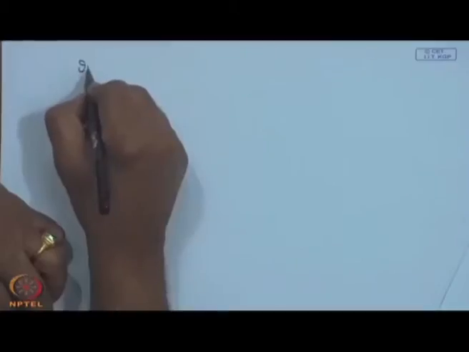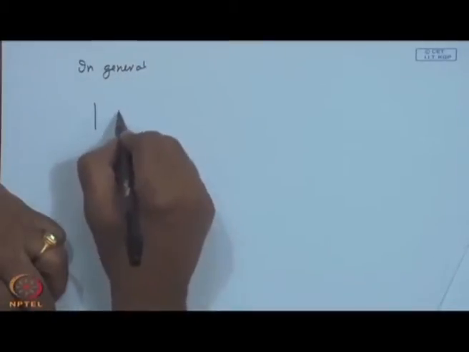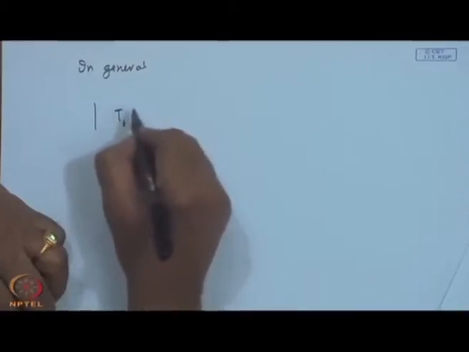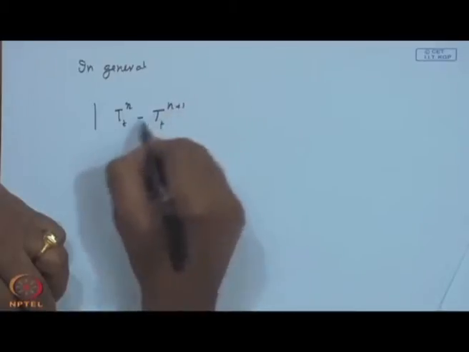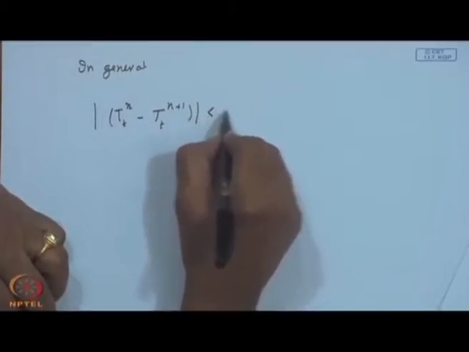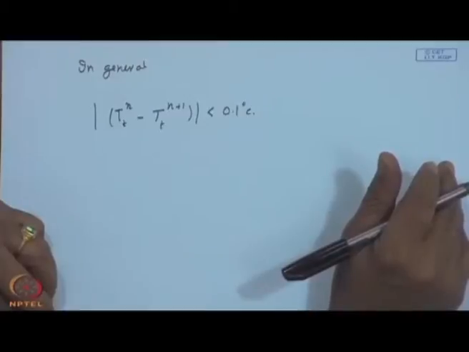In general, if we continue to iterate, I can write it as modulus of T tank n minus T tank n plus 1 is less than 0.1 degree C. So, you continue this calculation n number of times until the difference in that estimated T I bar plus T minimum by 2 is pretty close to the previous value you guessed as the tank temperature.